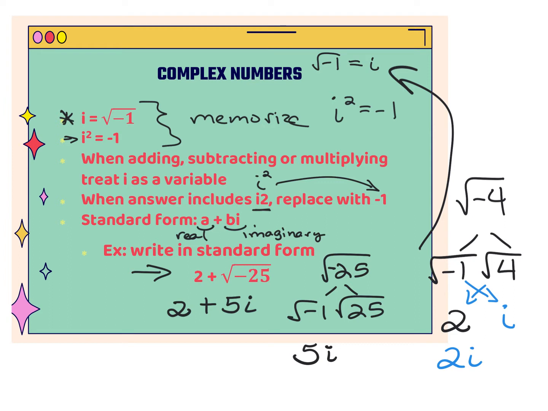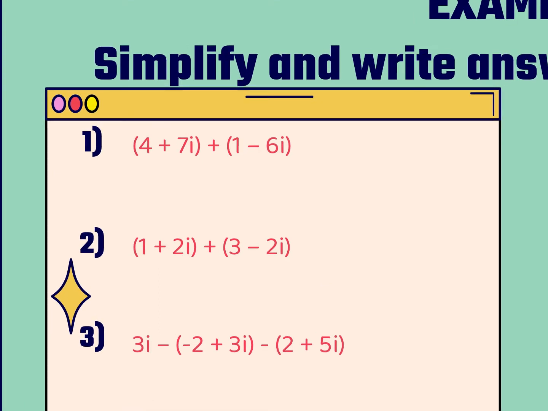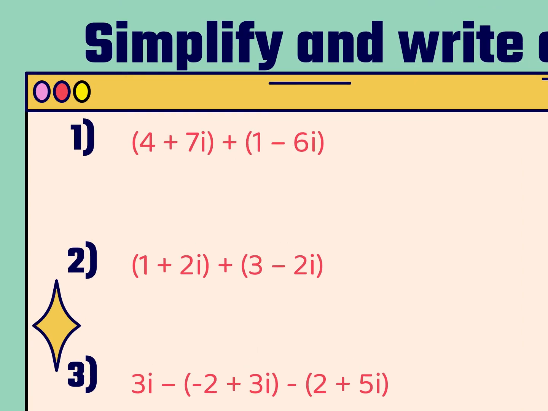Let's try some examples. We're going to be adding, subtracting, and multiplying. So again, whenever you're adding, all you're going to be doing is combining like terms. So I'm going to add my reals together. So 4 plus 1, and I get 5. And then I'm going to add my imaginaries. 7i plus -6i is just i. So really treat it like a variable when you're adding and subtracting, and just combine like terms.